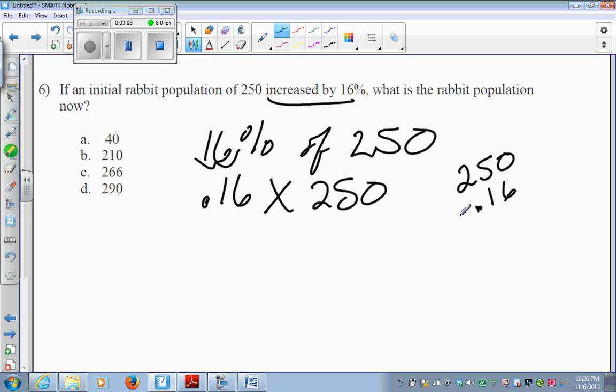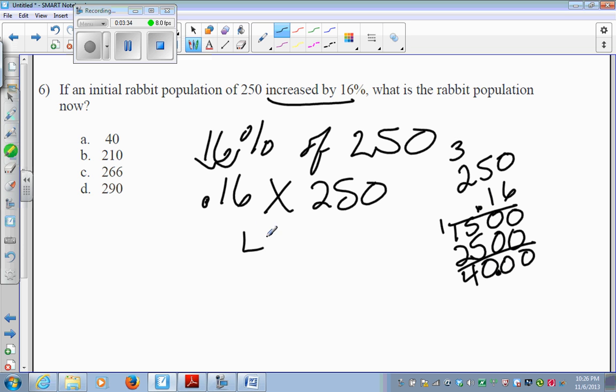So I'm going to do this off to the side here. 6 times 0, 6 times 5 is 30, carry your 3. 6 times 2 is 12, plus 3 is 15, add a 0. 1 times 0 is 0, 1 times 5 is 5, 1 times 2 is 2. Add everything together. I've got 2 numbers behind the decimal here, so I need 2 numbers behind the decimal in the answer, which means the answer is 40. So it increased by 40.